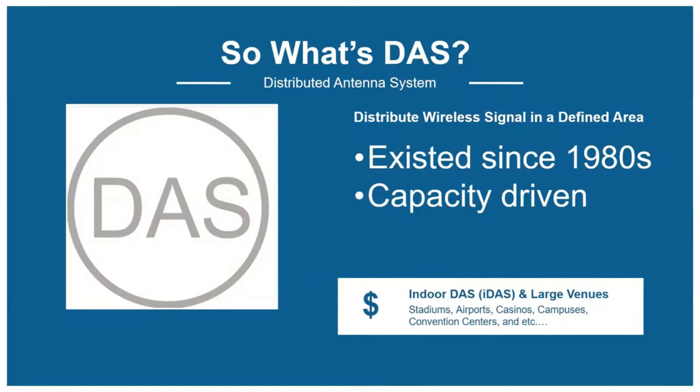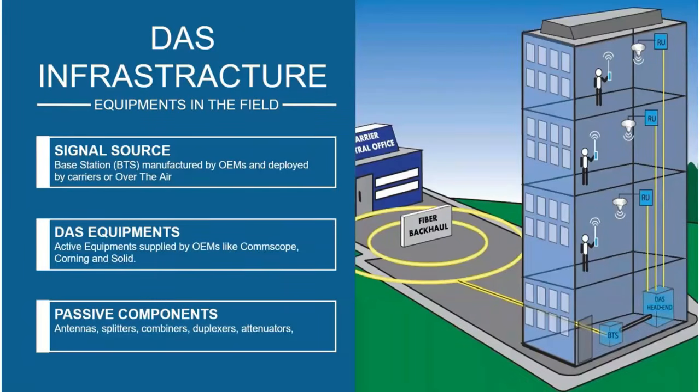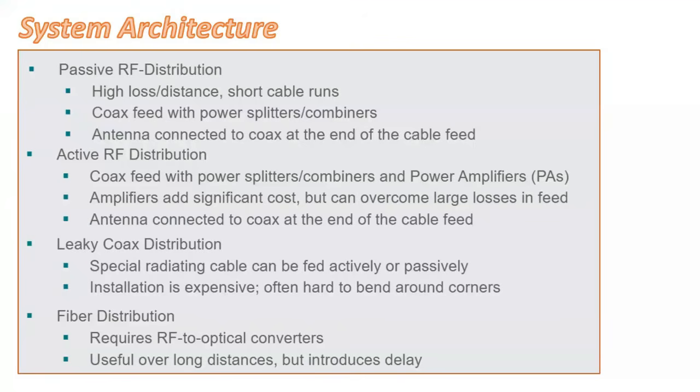So what is DAS? DAS is the distributed antenna system, and it has existed since the 1980s. If it is active DAS, then it is capacity driven, and it can be used in stadiums, airports, casinos, etc. Radio signals from one or more base stations are fed to multiple antennas and deliver signals with pinpoint accuracy where they are needed. And we have seen DAS infrastructure. It consists of main parts like signal source, DAS equipment, and the passive components. And we have seen various types of system architecture like passive RF distribution, active RF distribution, leaky coax cable, fiber distribution.